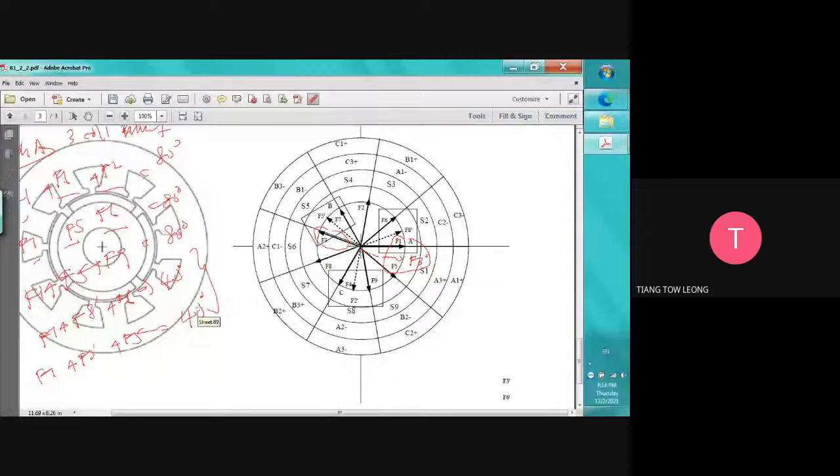Up to here, understand or not? The MMF vector can be made in reverse order, which means it is not necessary that it always goes out, but it can also go the other way around. But it depends on the situation. Understand or not?